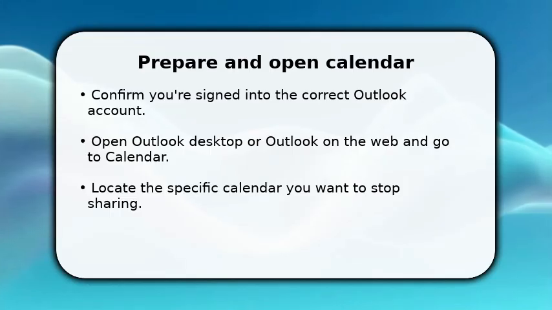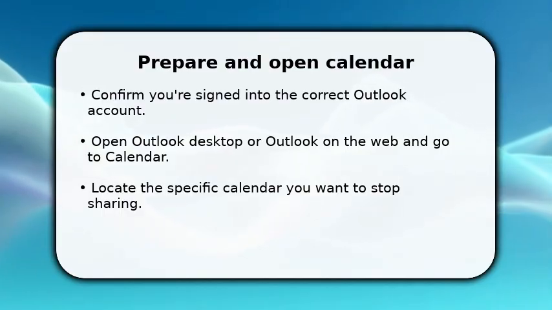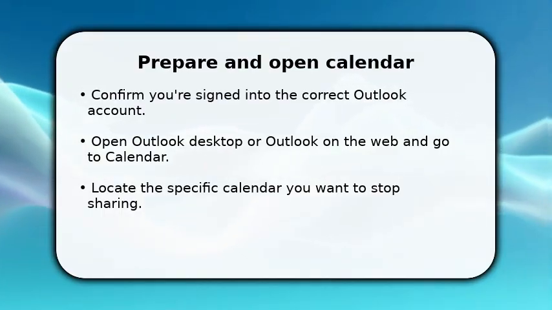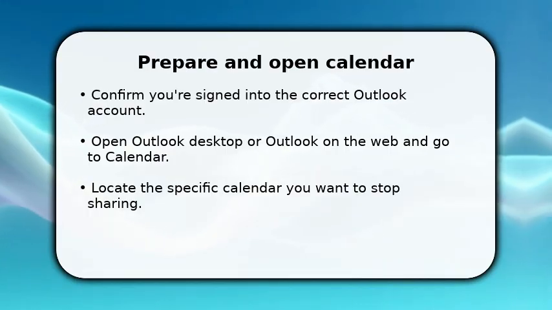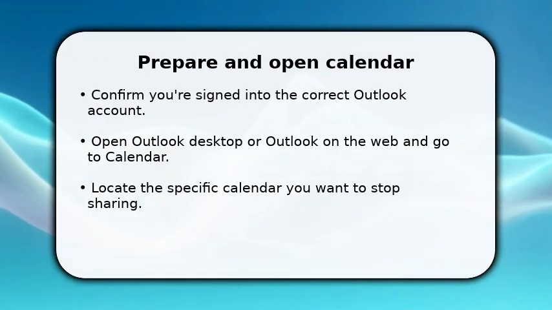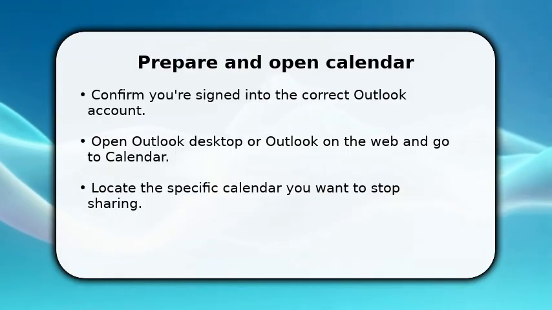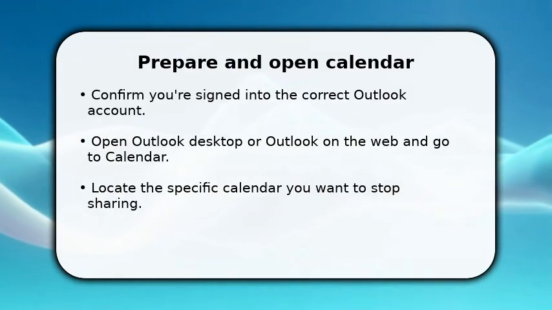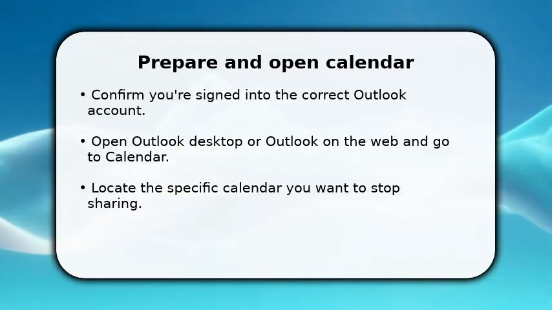Enjoy the video. You're signed in and ready. Open Calendar in Outlook Desktop or Outlook on the web now. Once there, make sure you've selected the exact calendar that's currently shared. Shared calendars often show a sharing icon or name in the list. If you manage multiple accounts, verify the active account at the top so you don't change the wrong calendar.